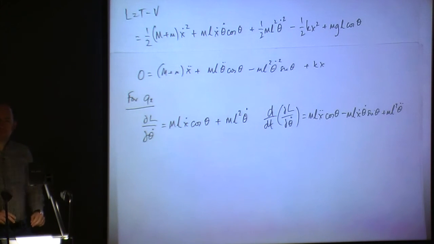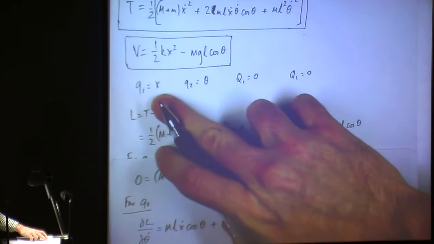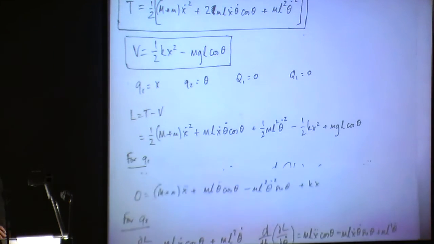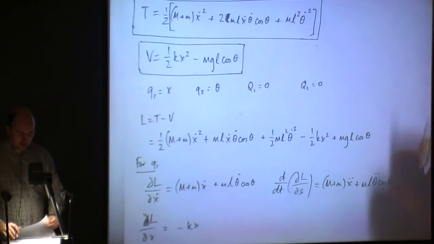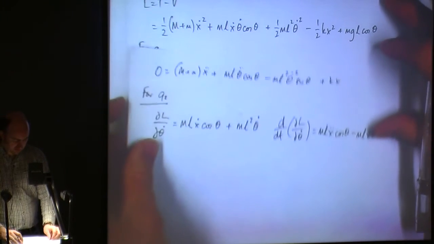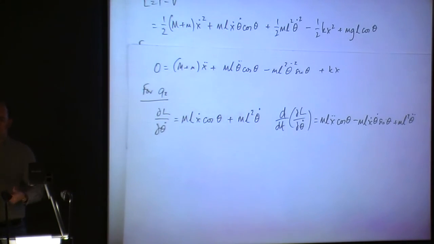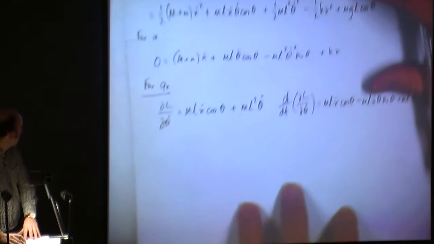In the first one, you did dL by dx. The second one, you did dL by dt, because I said that q1 is x and q2 is theta. You've got to deal with each of the degrees of freedom, and I've got 2 degrees of freedom. One is x, and the other one is theta. Okay, so that's why.